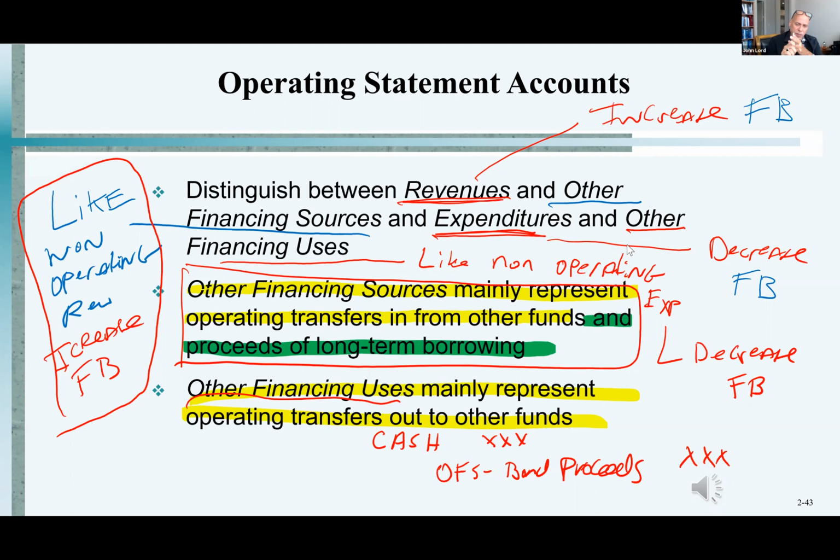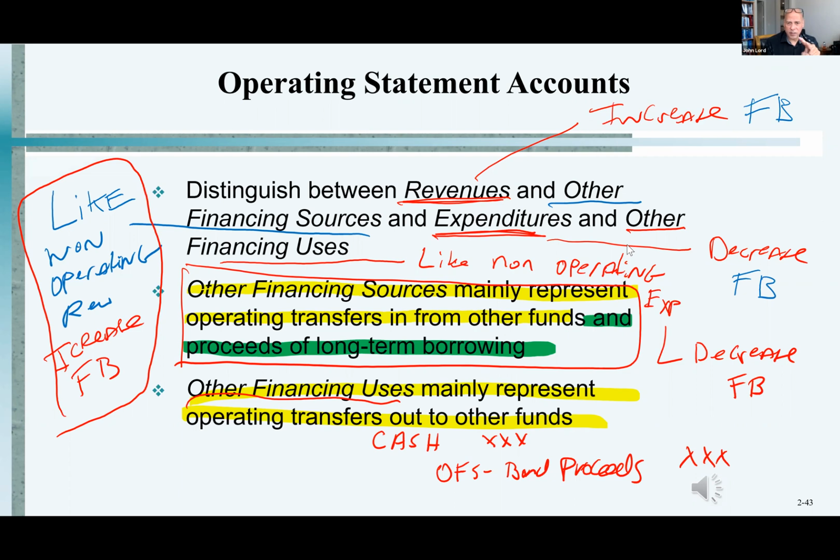So the main thing here is for us to first understand that revenues increase fund balance and expenses decrease fund balance. Our other financing uses decrease fund balance. Other financing sources increase fund balance. That's the number one thing you want to take from this slide. The other thing is you want to understand the examples of other financing sources and other financing uses.